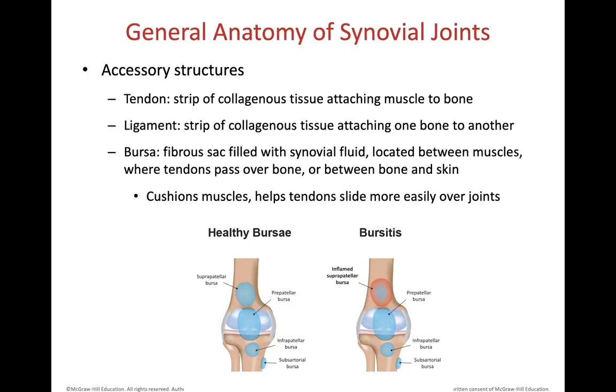The bursa, which you may not have heard of, are just fluid-filled sacs that are found in or near a lot of these tendons and ligaments, around the synovial joints. They can be between muscles, where you have tendons passing over bone, or between bone and skin. And it really just helps, like the synovial fluid, to decrease friction between those elements in the musculoskeletal system.